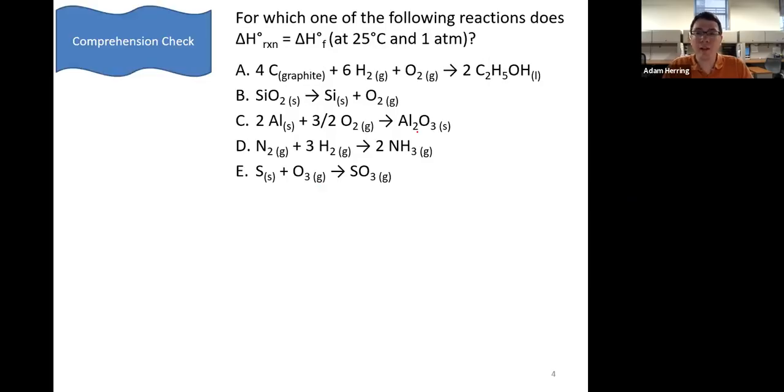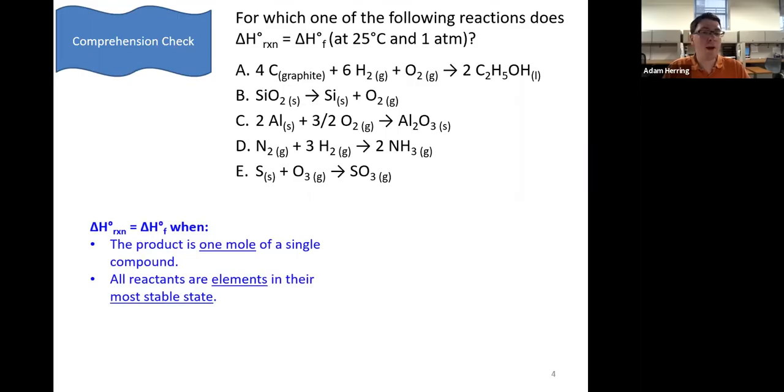All right, so let's do a practice problem here. For which one of the following reactions would the enthalpy of the reaction be equal to the enthalpy of formation? Pause the video and try and determine this on your own, and then I'll walk you through a solution. Welcome back. So, under what conditions does the enthalpy of reaction equal the enthalpy of formation?